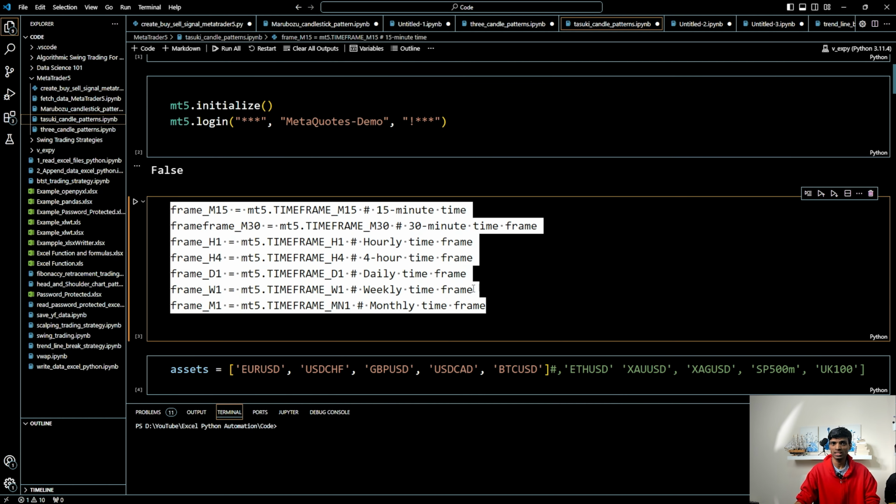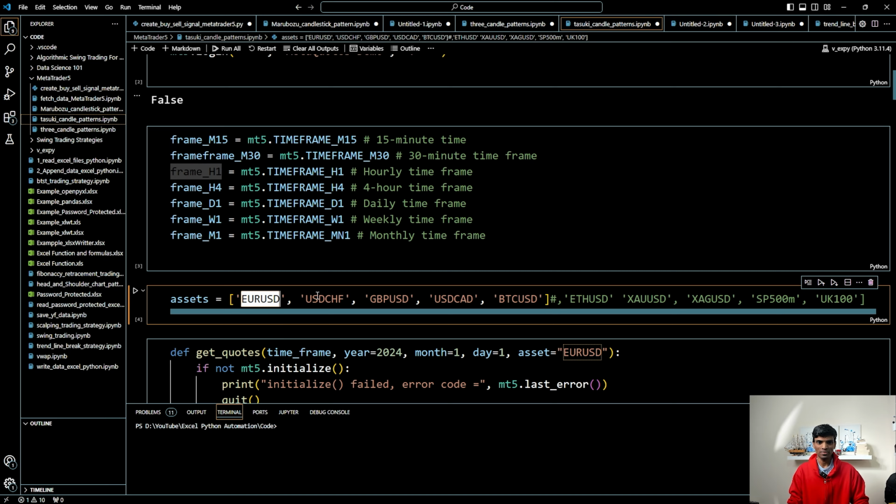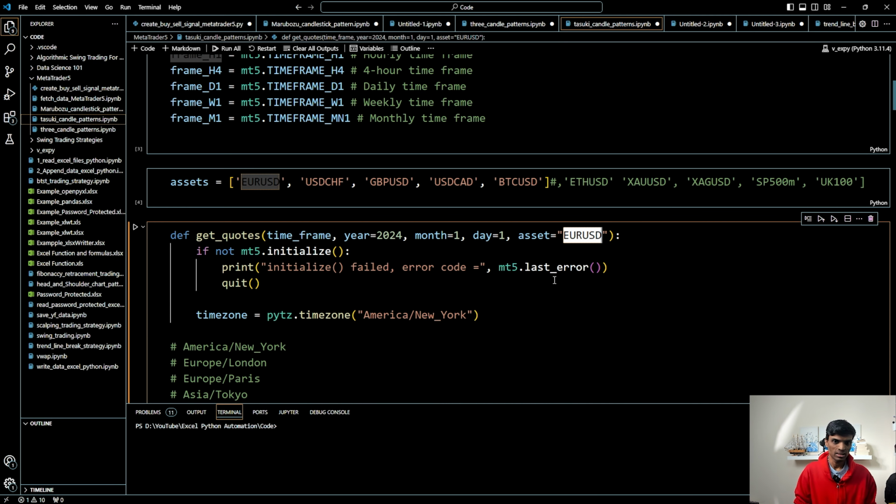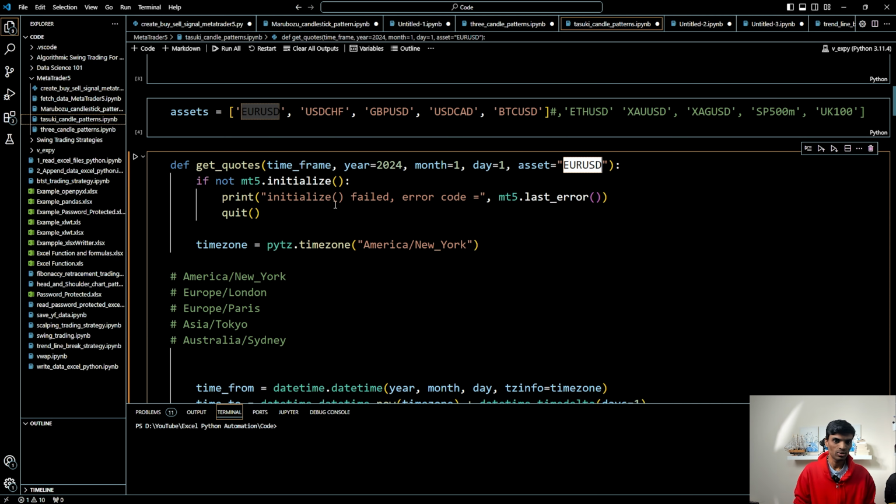Now again, we have the multiple frames, or let's say the time frames. I will be using the hourly time frame because in currencies you cannot be working with, let's say, daily data, right? Now we have the list of assets, then we have the code. So this is the code, and if the initialization is not done, it will give you an error. And this is a time zone.